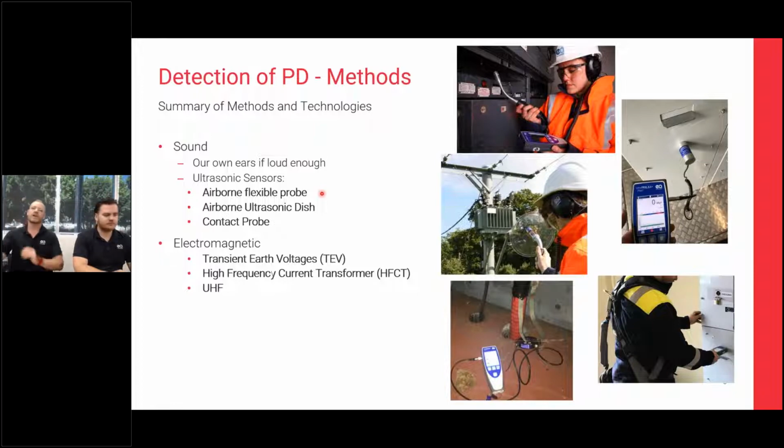Now, we've got sensors such as this one. This is your airborne flexible probe. There's a picture of that just here, getting used out in the field. We have an ultrasonic dish, which is this one. There's another picture of it getting used there. And we also have a contact probe, which is this one. These are the three ultrasonic sensors that listen for the sound given off by sparks. That's the easiest way to think about it.